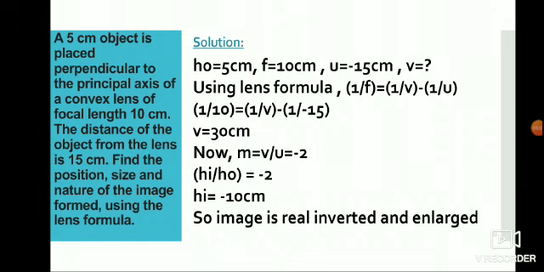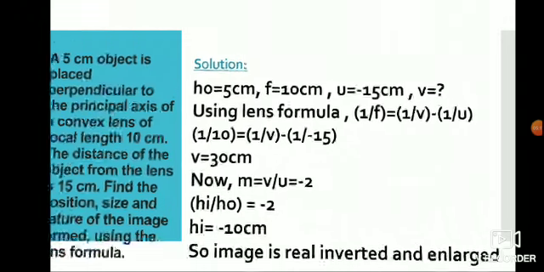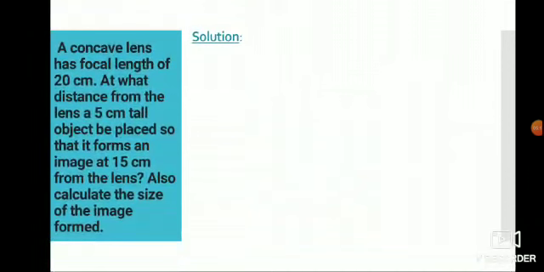Alright, you can stop the video and solve and then check your answers here. Alright, very similar one. Now let's see the next question.